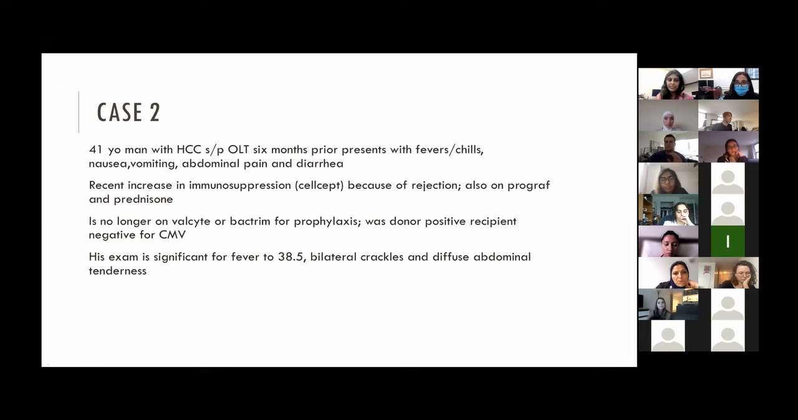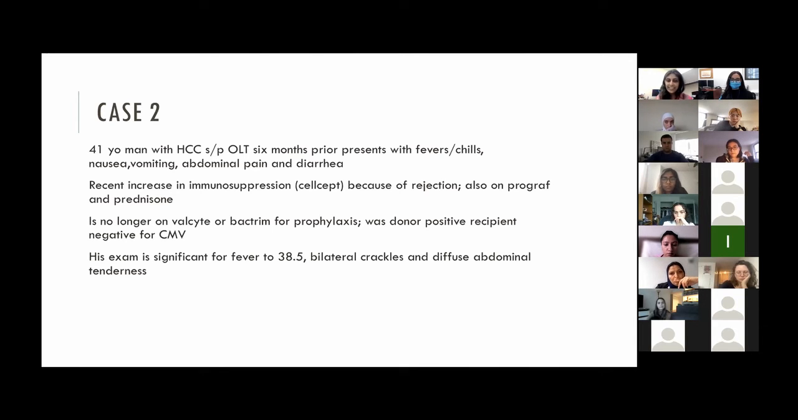It could be an opportunistic infection because it has been more than 6 months, but at the same time, we can think of community infections as well. So he was donor positive, recipient negative for CMV. That means that the donor was positive for CMV, but the recipient was negative. It's possible that he could also have CMV, with the increase in immunosuppression.